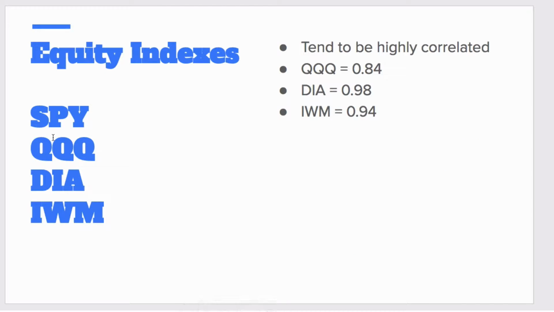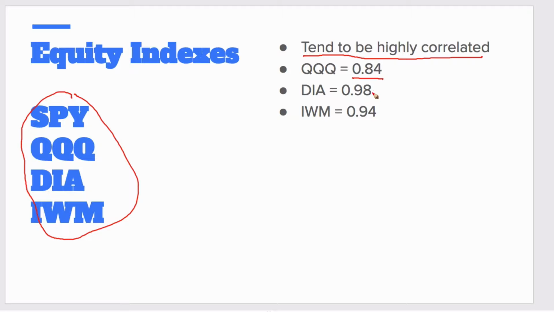With that in mind, let's take a look at our equity indexes. We talked about these in Module 1. So this is SPY, QQQ, DIA, and IWM. They tend to be very highly correlated, okay? So the correlation of QQQ to SPY is 0.84, DIA 0.98, IWM 0.94. Now, this is as of the recording of this video. These are more or less 1. They pretty much move in the same way.